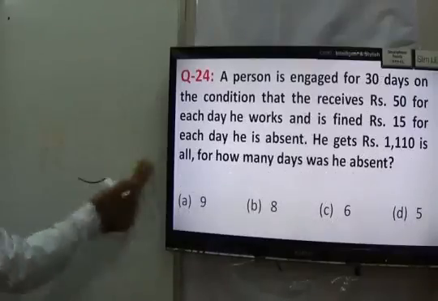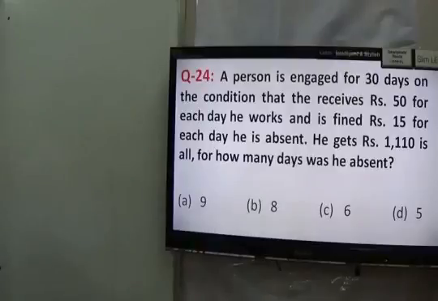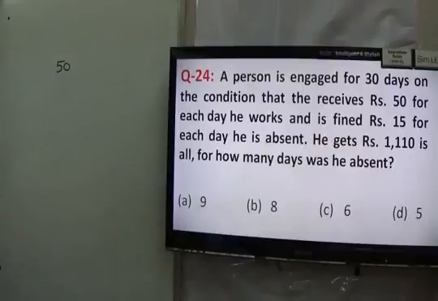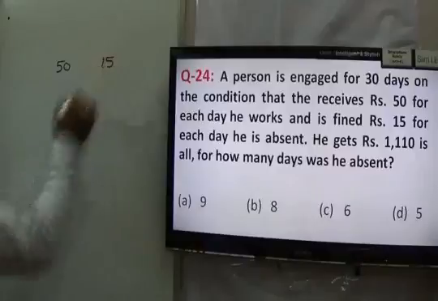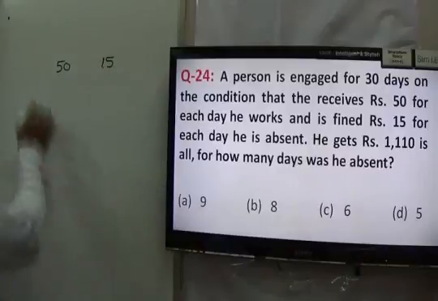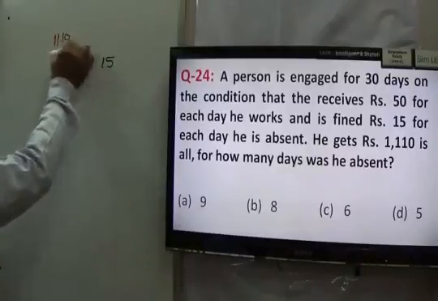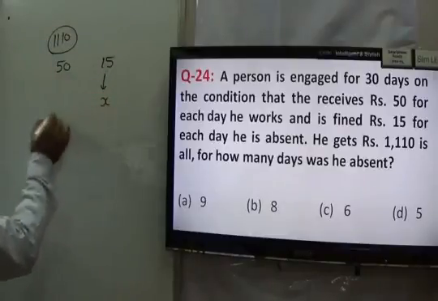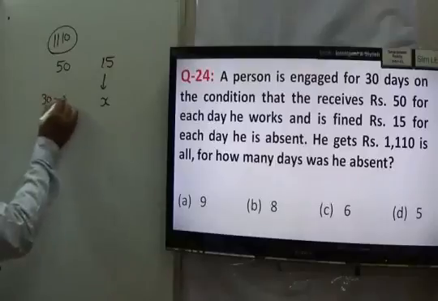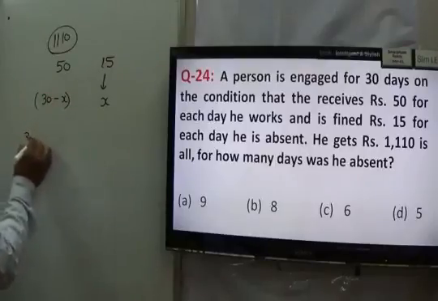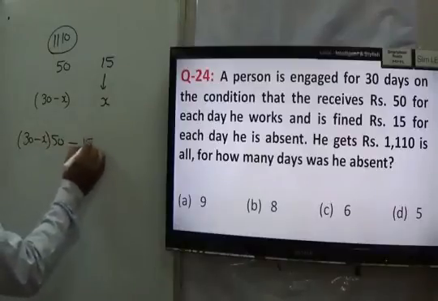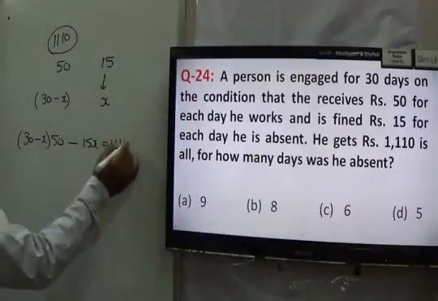Next we have question number 24. It states that a person is engaged for 30 days on the condition that he receives rupees 50 for doing the work and he is fined rupees 15 for each day he is absent, right? And he totally gets rupees 1110. For how many days was he absent? Let us assume that he was absent for x days. It means that he has worked for 30 minus x days. For doing that work, he gets (30 minus x) into 50. For being absent, he is fined 15x, and finally he gets 1110.